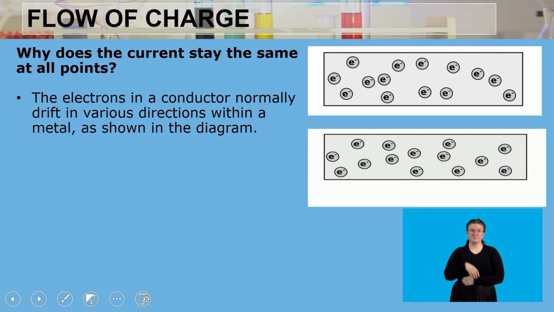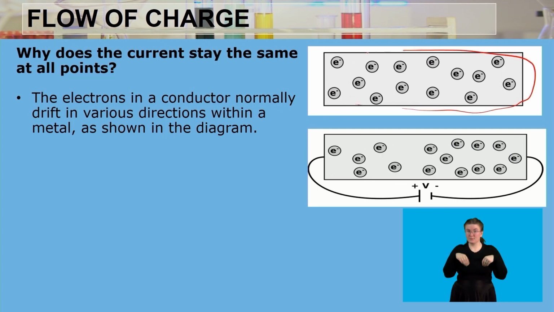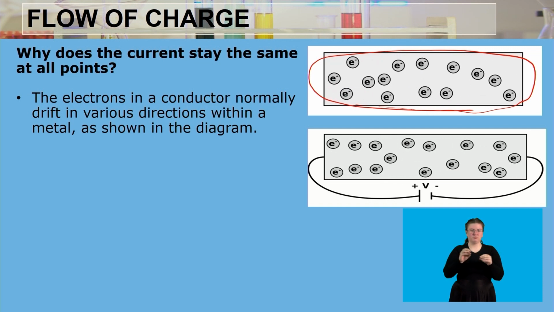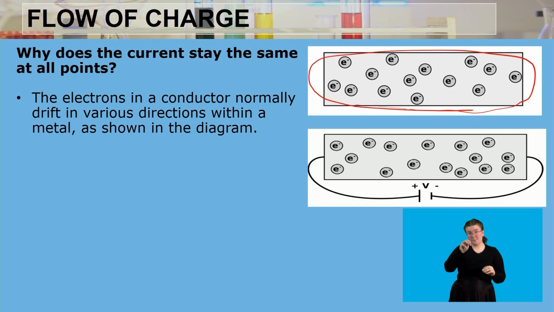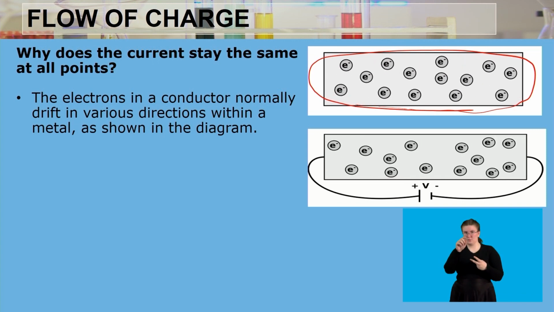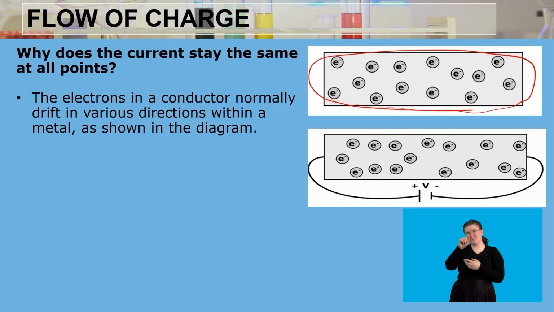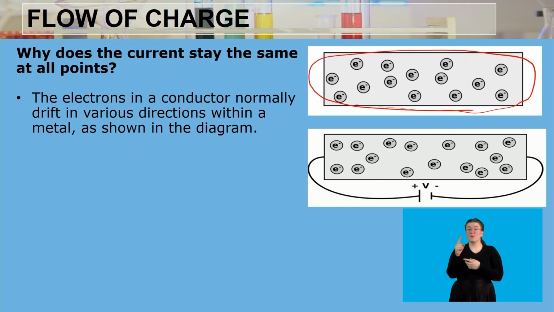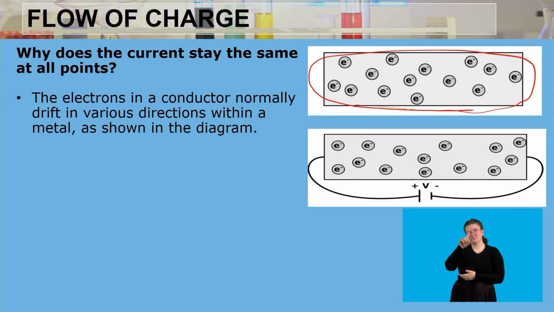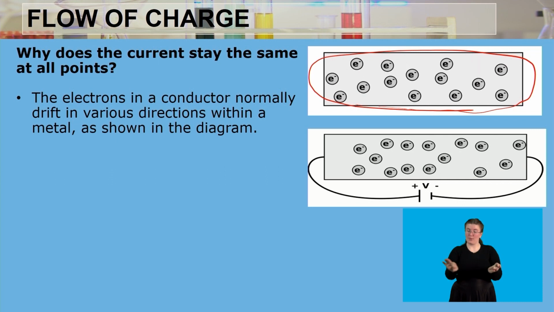The electrons in a conductor normally drift in various directions within a metal as shown here. So within a metal, the electrons will just be flowing haphazardly in every direction. Remember that all matter is made up of atoms, and atoms are made up of protons, electrons, and neutrons. The protons and neutrons are found in the nucleus of the atom, whereas the electrons form an electron cloud. They are the ones that are going to be moving around from one material to another material. And in metals, we are talking about the delocalized electrons. Those are the ones that are flowing in an electric wire or in a conducting wire.